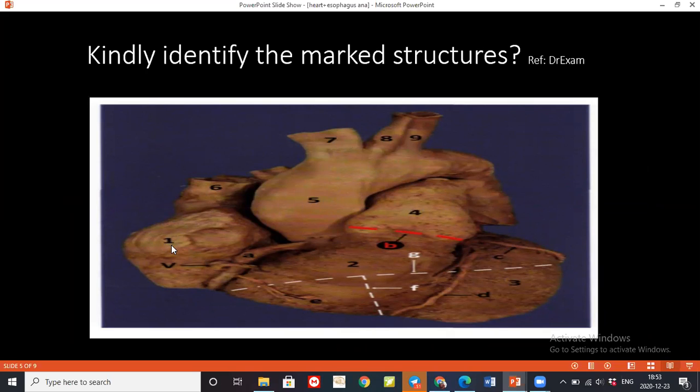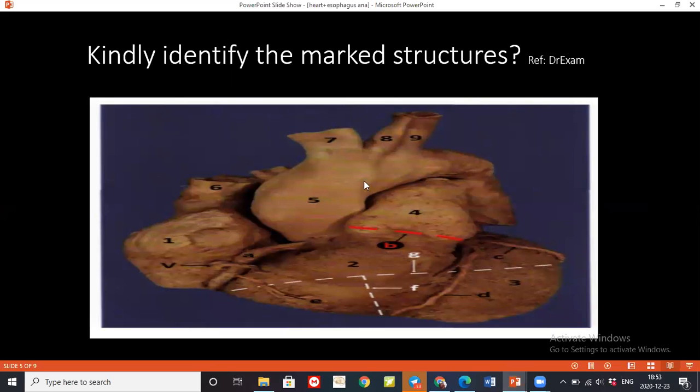1 is here. It's the heart, rotated, this is the right atrium. Yes. Right atrium. And next one. 1 is right atrium. What is 2? Two is right ventricle. Yes.